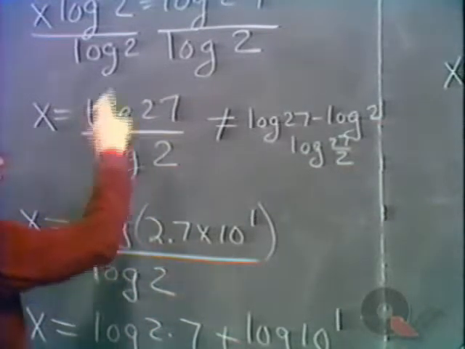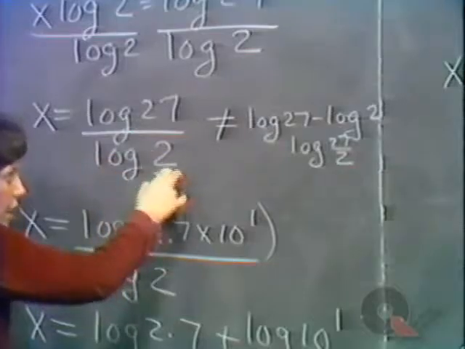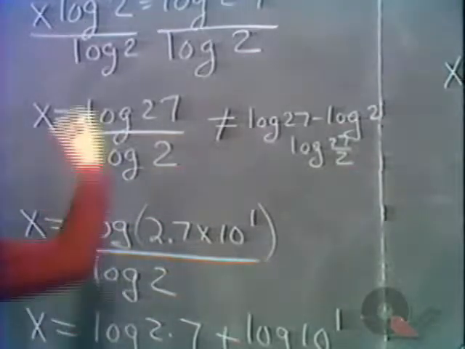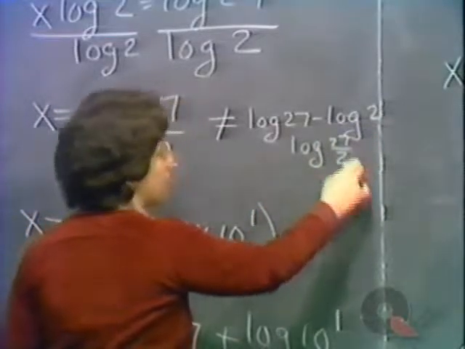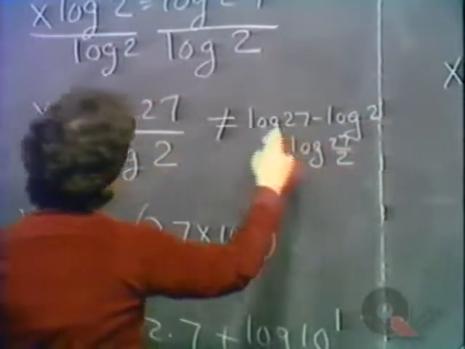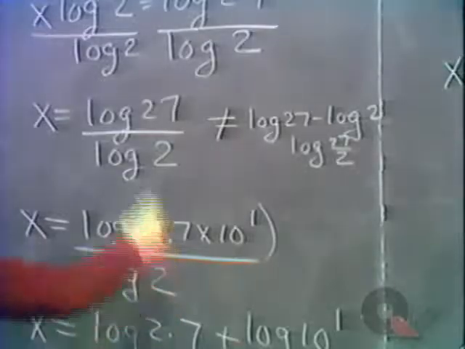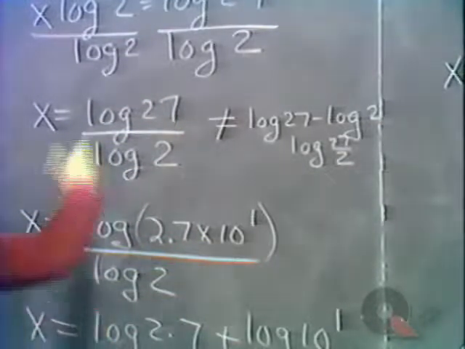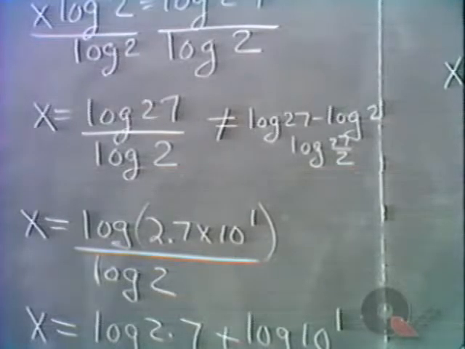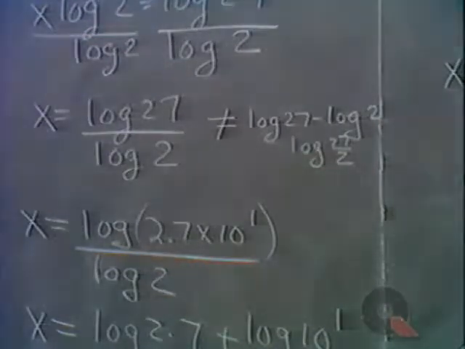We have the log of a numerator divided by the log of the denominator, and there's nothing much to do with that except leave it like that. Here we have the log of something divided by the log of something else, and that can't really be simplified. It just has to be worked out in that form.